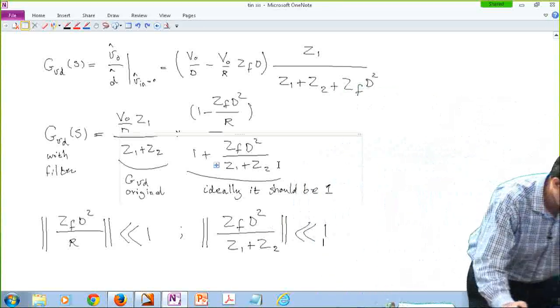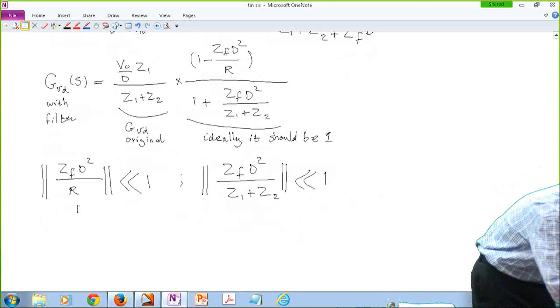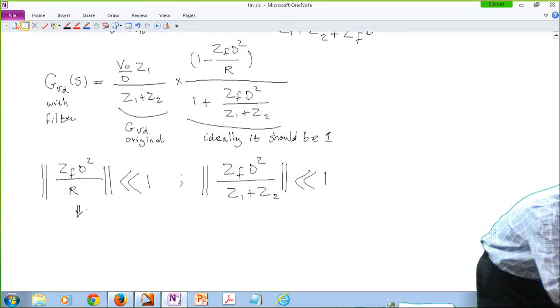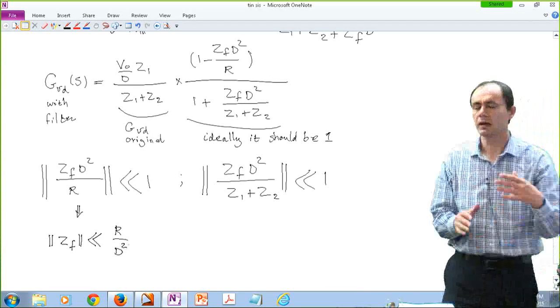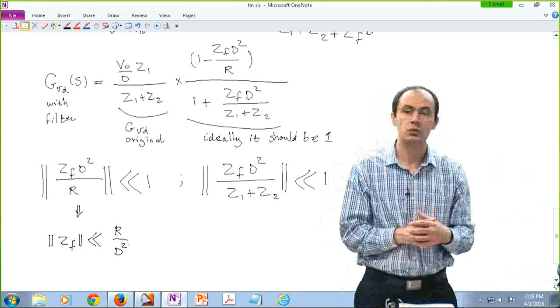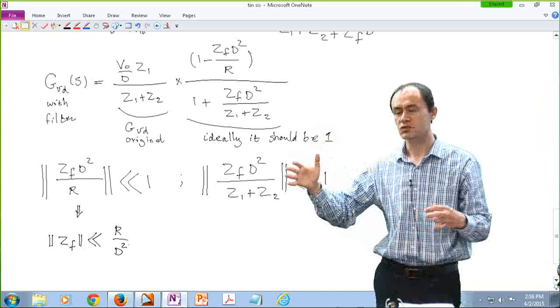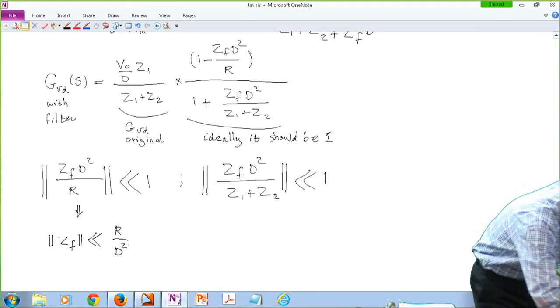All right, so let's see what we can conclude from these two requirements. This requirement is telling me that once I am designing the filter, I've got to make sure my filter, in terms of impedance, is much smaller than the load resistance divided by D squared. And if you go back to the very small DC model for the system, R over D squared is the load resistance once it is transferred to the primary side. So that's easy to consider.